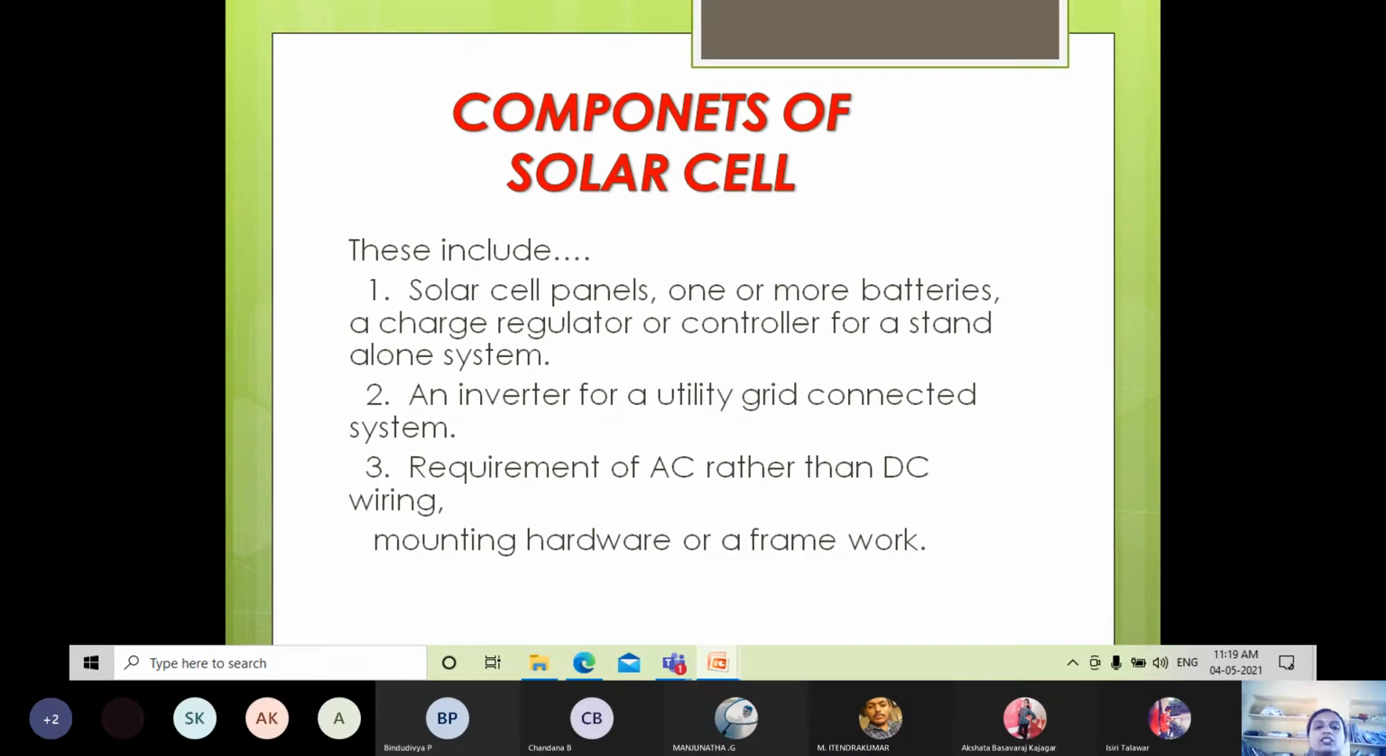Here, what are the components of a solar cell? Here you are able to see, right? It is displayed: solar cell panels, one or more batteries, and a charge regulator or controller for a standalone system, and an inverter for a utility grid connected system, and requirement of AC rather than DC wiring. And next is mounting hardware or framework. These are the components of a solar cell.